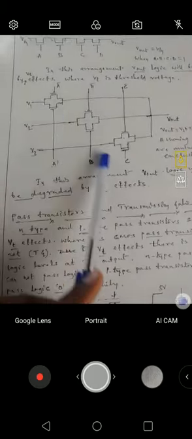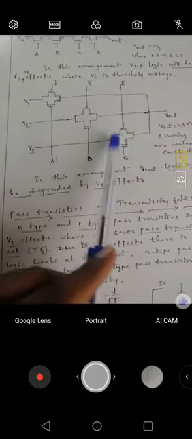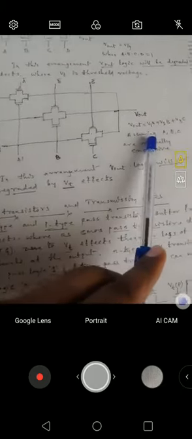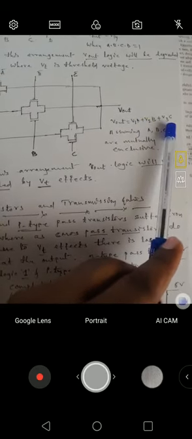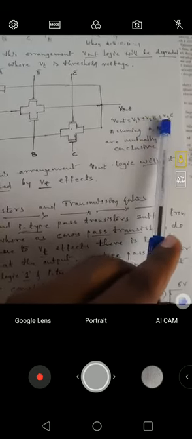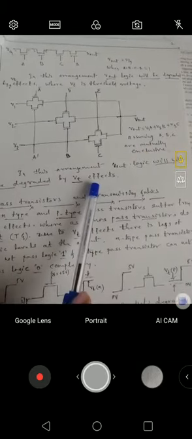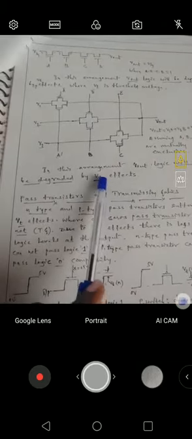Next one is the transmission gates connected in parallel. Here the V out equals V1A plus V2B plus V3C. In this arrangement, the V out logic will not be degraded by VT effects.